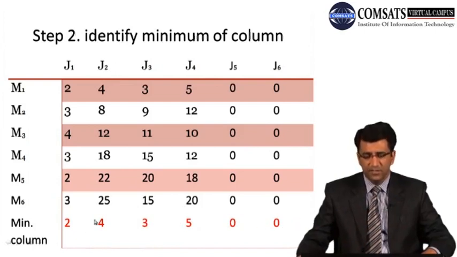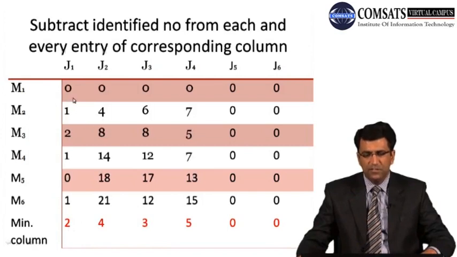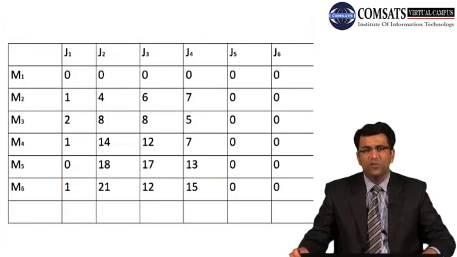Now after identifying these minimum numbers, we will subtract them from all the values of the particular columns. So finally, students, we get this table. Up to this table, we have applied the 2 steps, that is step number 1 and step number 2 of the Hungarian method.